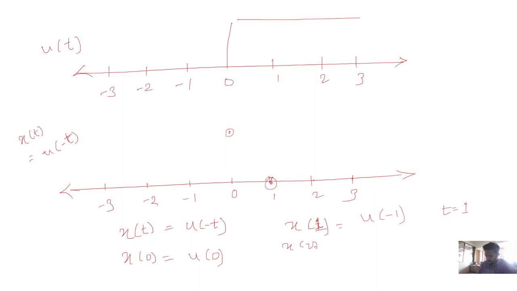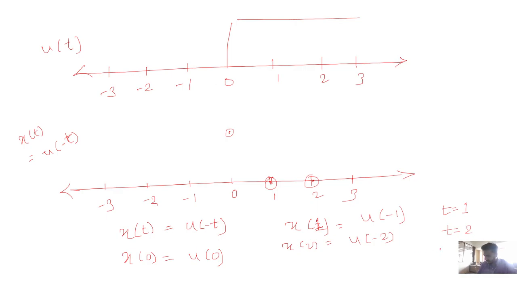x of 2 is going to be u of minus 2. So this is t equal to 2, and u of minus 2 is 0. So here also it will be 0. So the general trend we are understanding is that on the positive side it will have the value 0.